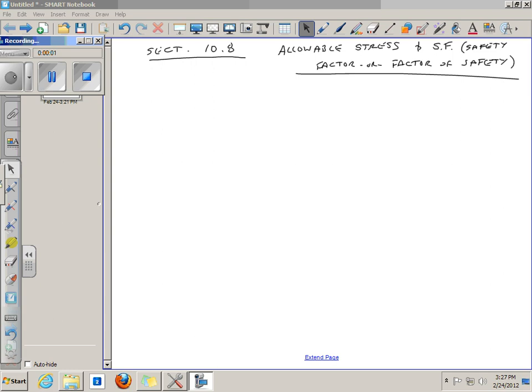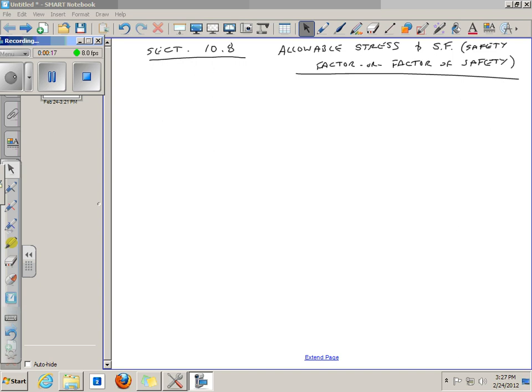At section 10.8. All right, section 10.8. Sorry about that. I started too quickly. All right, allowable stresses, factors of safety, or safety factor. Same thing. Safety factor is easy to abbreviate as SF.